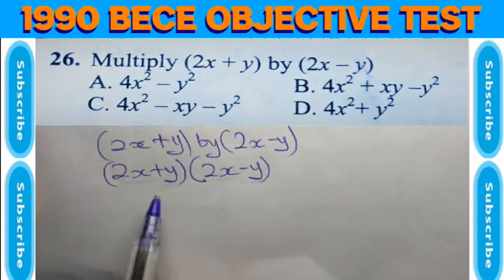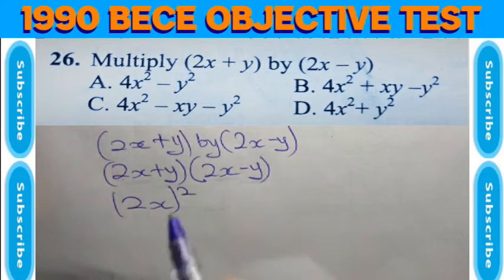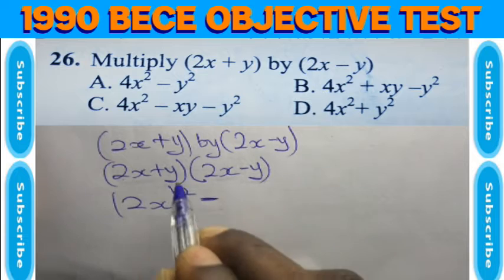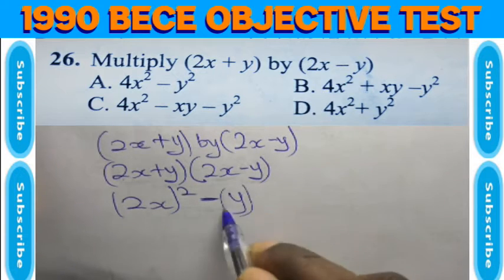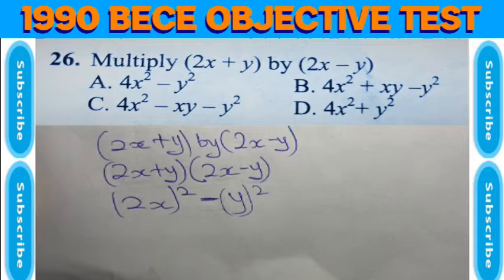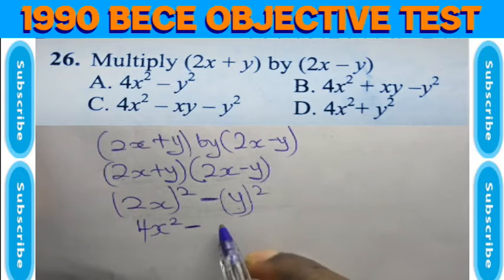So with difference of two squares, you only have to take one of the expressions, 2x, square it, then minus, take the second expression, which is y, square that one too. This will give you the answer. So after solving this, when you have 2x squared, it means 2x is squared. 2 squared will give you 4, and then x squared will give you x squared. Then minus, when you have y squared, it will give you y exponent 2.